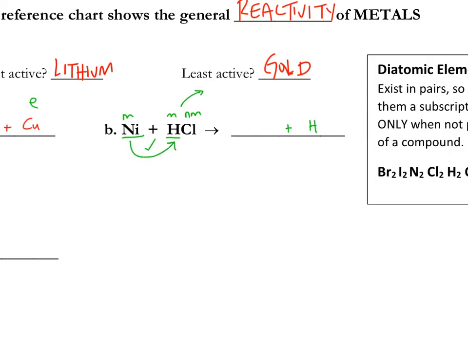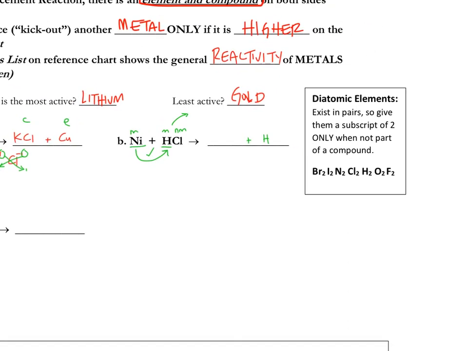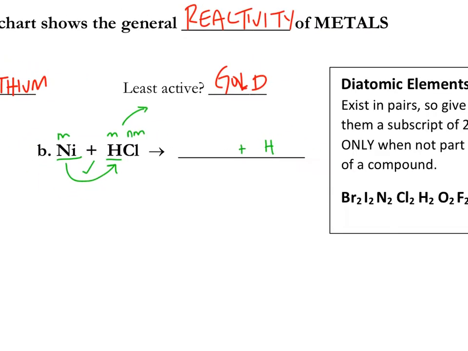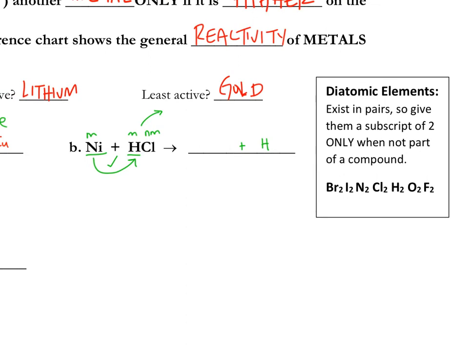Now, one other thing that I want to mention is that you have to remember your diatomic elements. These exist in pairs, so that means that they need a subscript of 2 when they are not part of a compound. So when they are by themselves, they need a subscript of 2. Bromine, iodine, nitrogen, chlorine, hydrogen, oxygen, fluorine. Here is hydrogen. Hydrogen is by itself, so I need to add a subscript of 2 right away to complete that reaction.